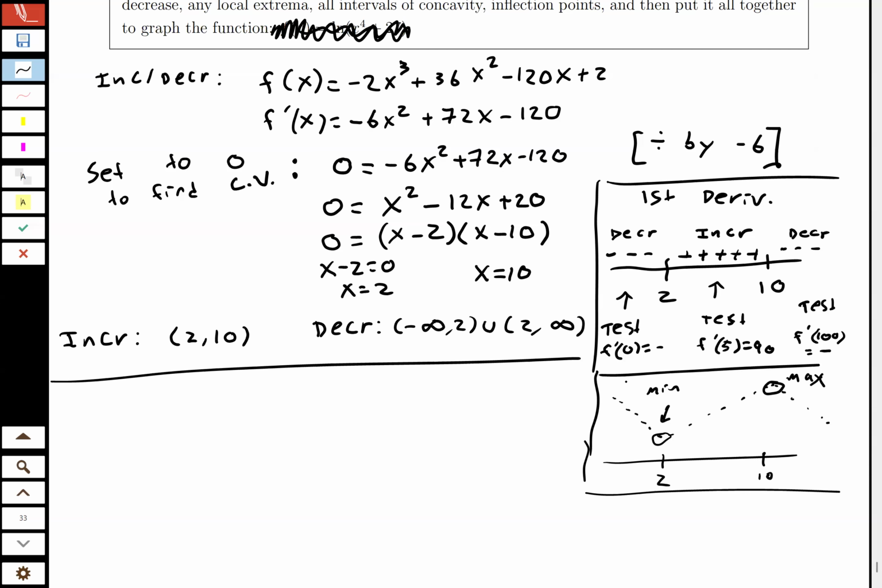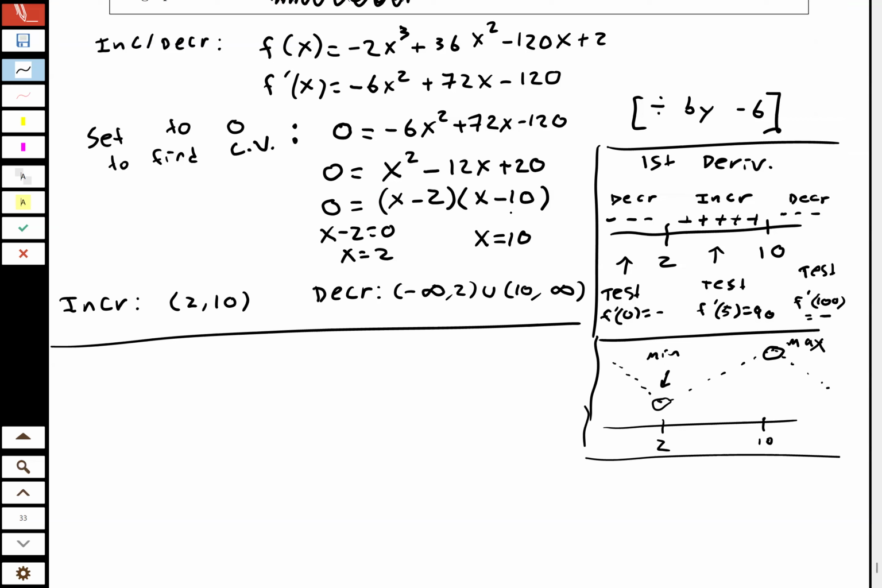I also know that I have from negative infinity to 2 and from 10 to infinity. I also know that I have a local maximum at x equals 10 and a local minimum at x equals 2. So the first derivative told me quite a bit. The second derivative will tell me what's going on with concavity.